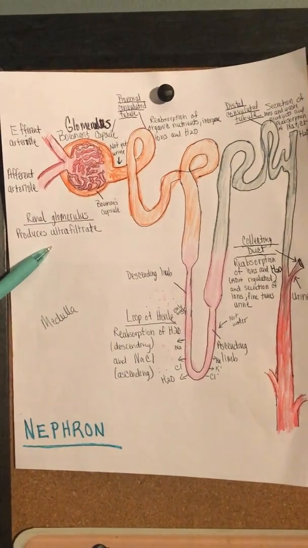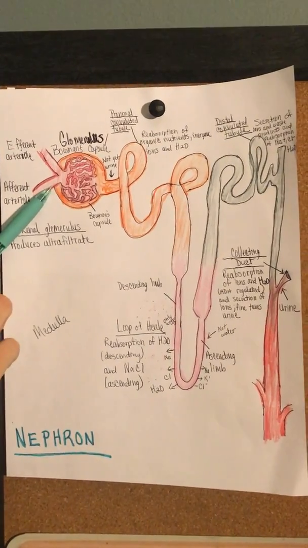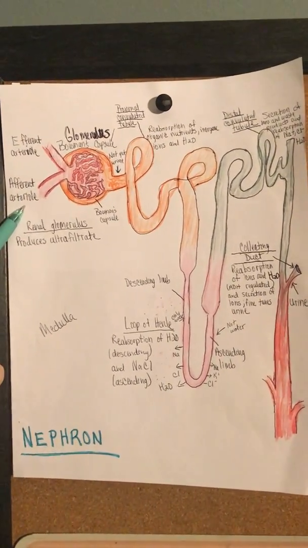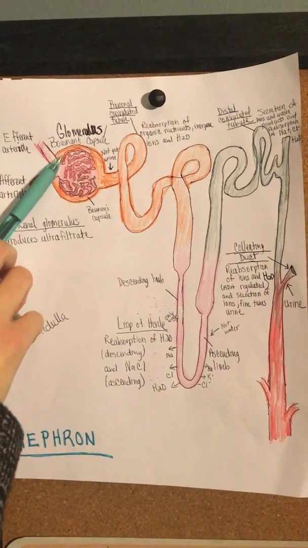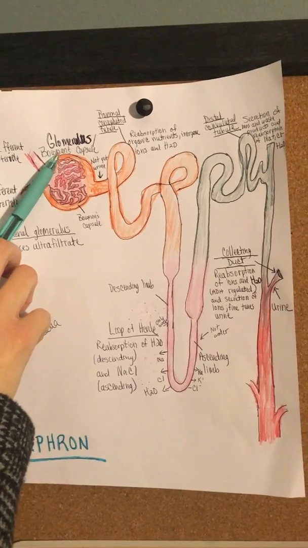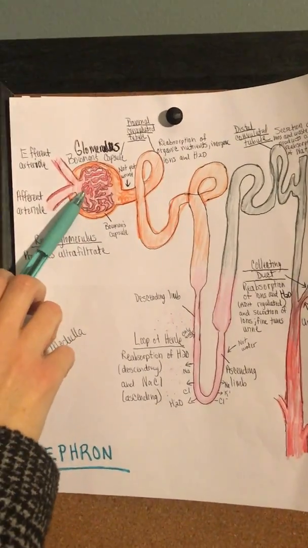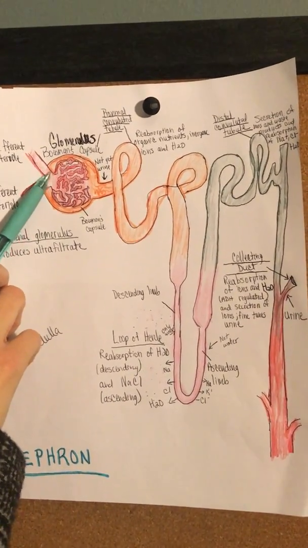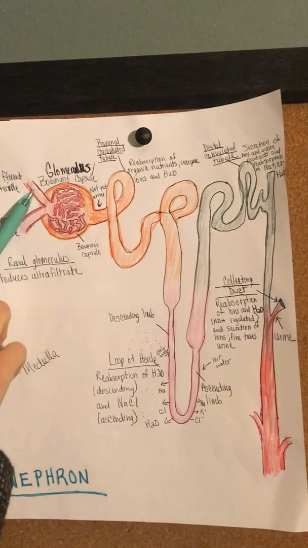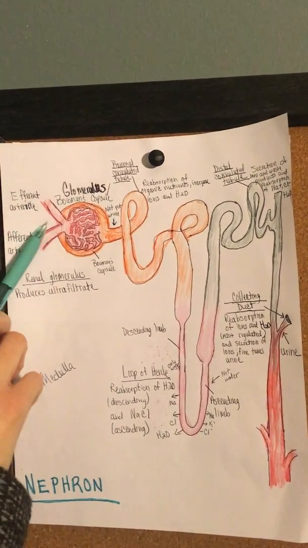This is the functioning unit of the kidney, and it begins when the blood enters into the nephron through the afferent arteriole, and it comes into the glomerulus. In here, it's spun around, and some of the blood then exits, I should say, back through the efferent arteriole.